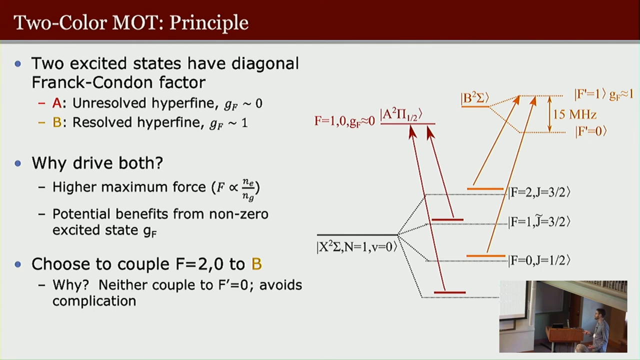So I mentioned earlier that strontium fluoride has not just one, but two states that have good Franck-Condon factors. One of these is the A state, which we've been talking about so far. The other one is the B state. So there are some differences between the states. The A state has unresolved hyperfine structure and basically no upper state magnetic g-factor. The B state has some resolved hyperfine structure and a non-zero magnetic moment.